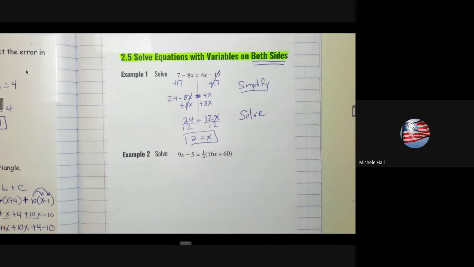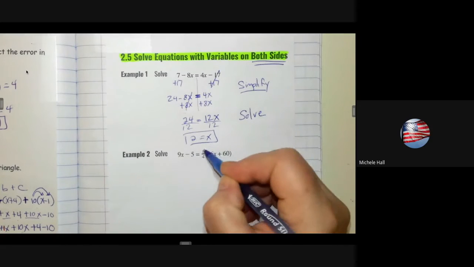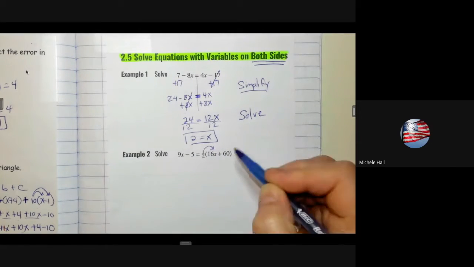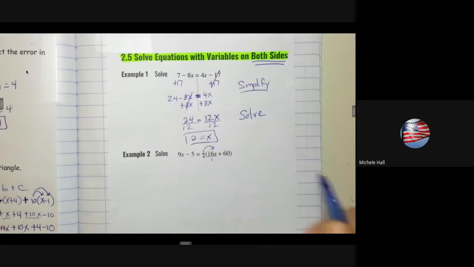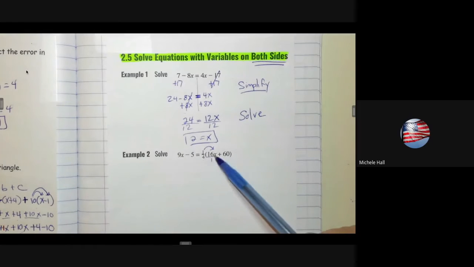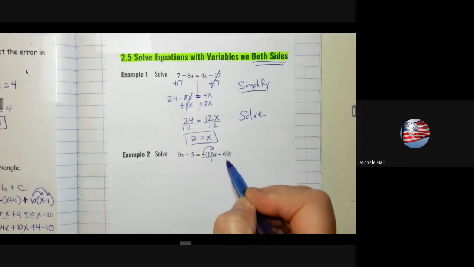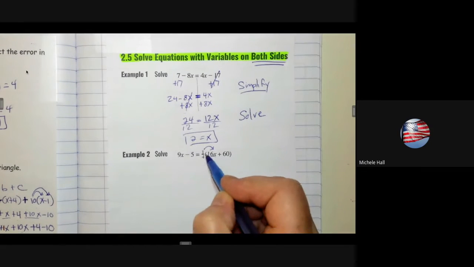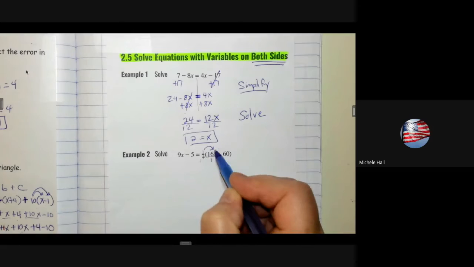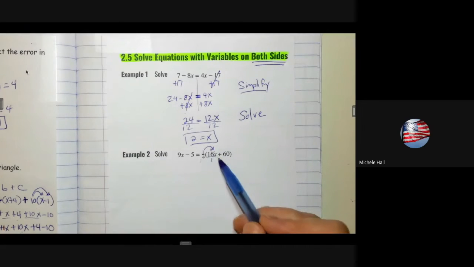Example 2, solve. Here we go. The first thing I need to do is get rid of these parentheses. We're going to distribute 1/4 x. If I make this a fraction, I can see that 4 can go into 16. And so when I cross cancel, I don't want to cross it out because I've got to use it again. I'm just going to lightly do it. 4 goes into 4 once, 4 goes into 16 4 times. That's 4x.